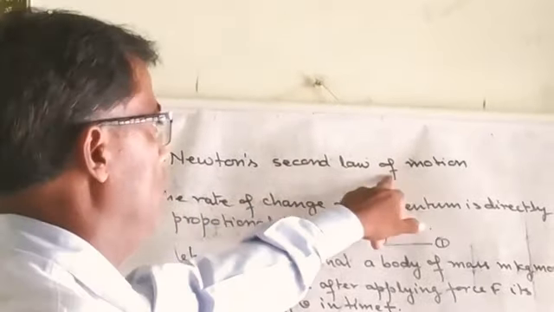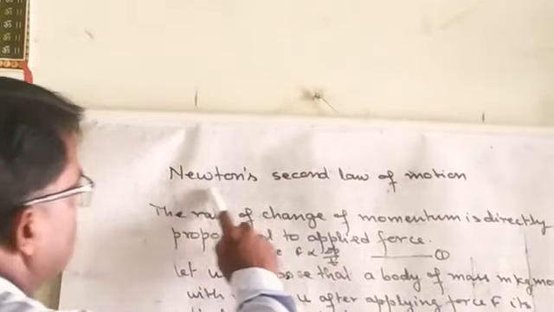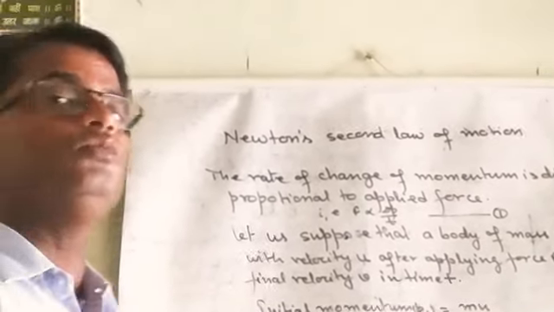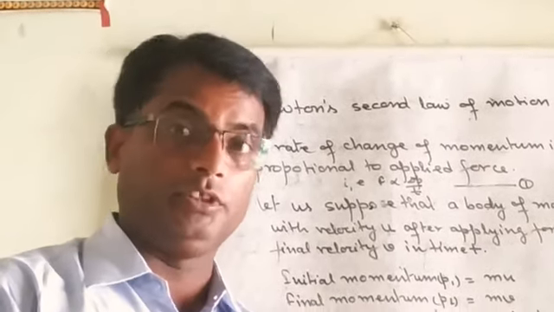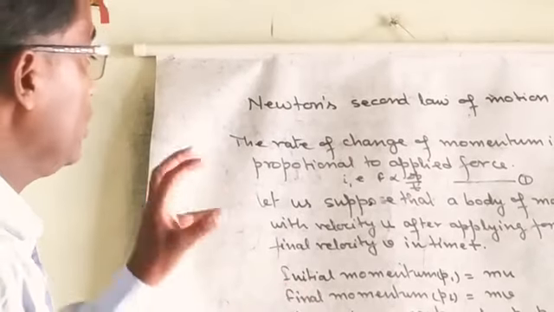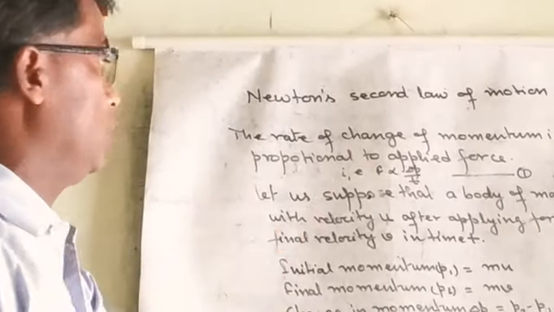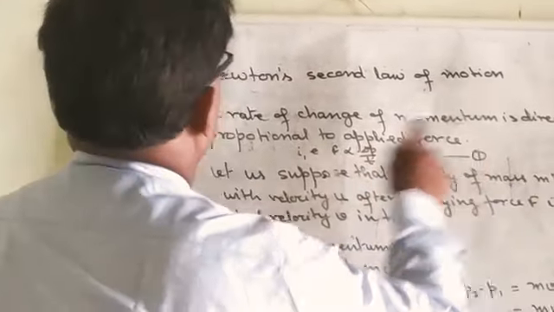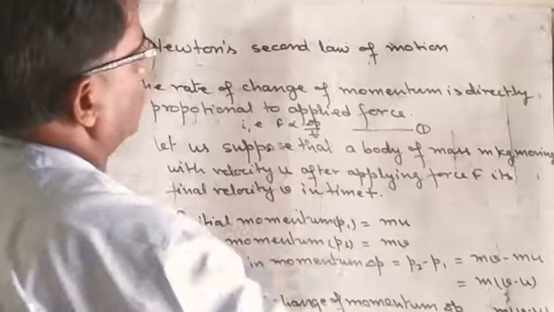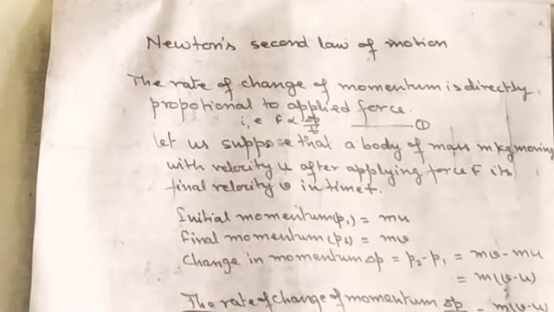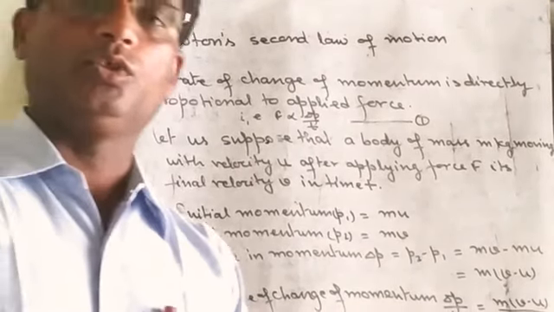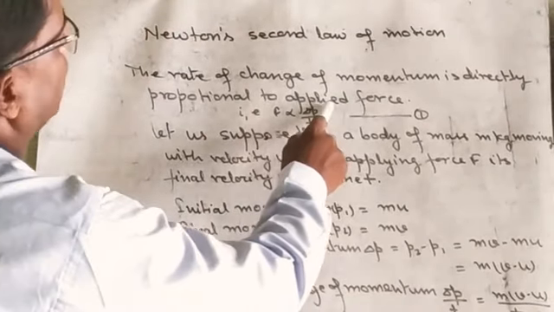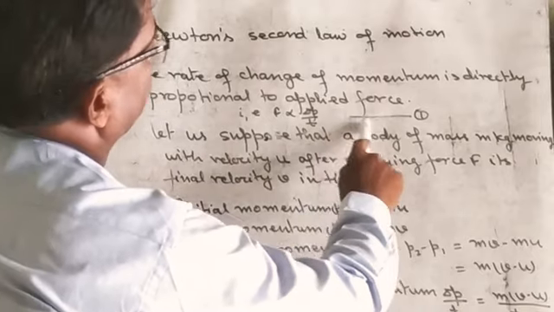Newton's second law of motion. What is the definition of Newton's second law of motion? According to Newton's first law of motion, one definition is given. Like this, what is the definition of Newton's second law? The rate of change of momentum is directly proportional to the applied force. That is, F is proportional to delta P by t. Let this be equation number 1.